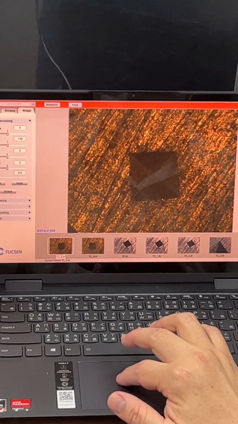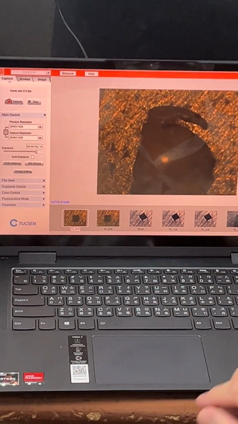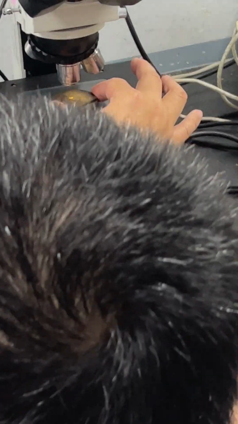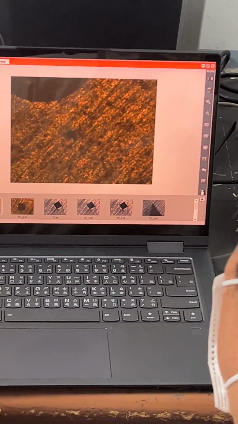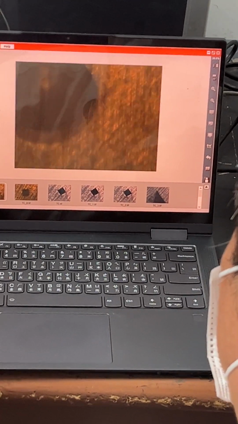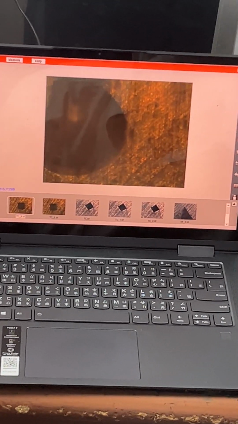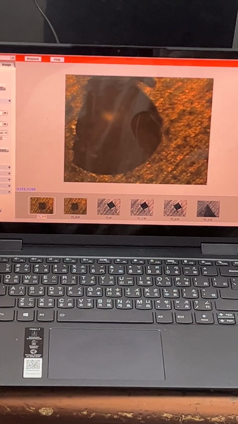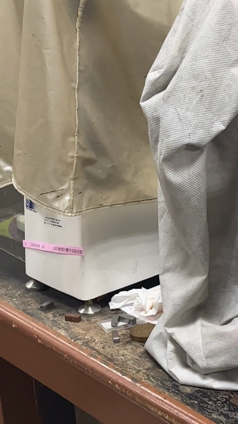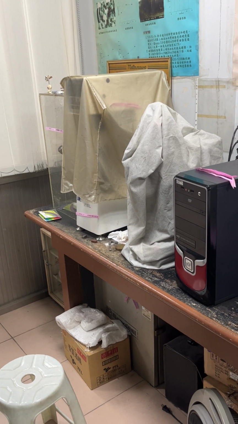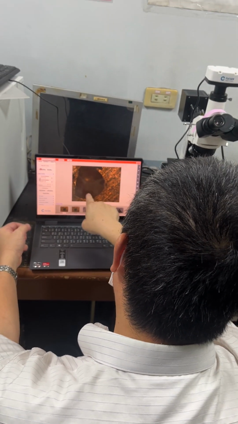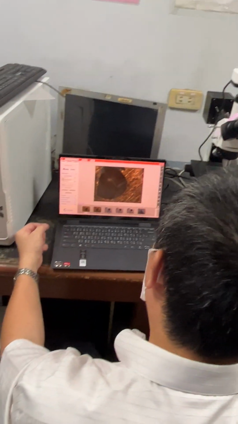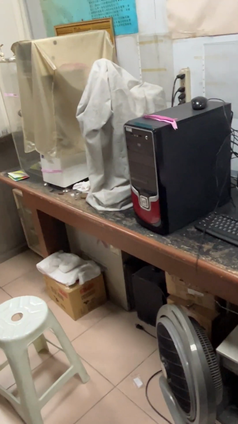Okay, and if you want to go back, just return to the capture, because I just moved that, so it's different. And you can see here that there's another spherical mark. I think it's from the Rockwell indentation marks. And as you can see here, it's not a spherical shape, which shows that probably the indenter has been damaged.